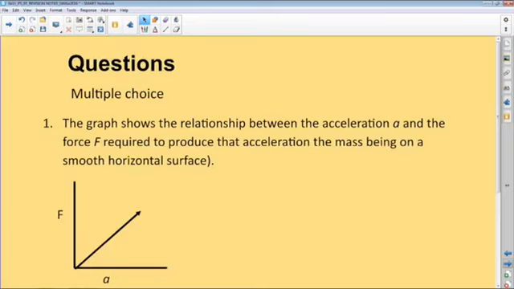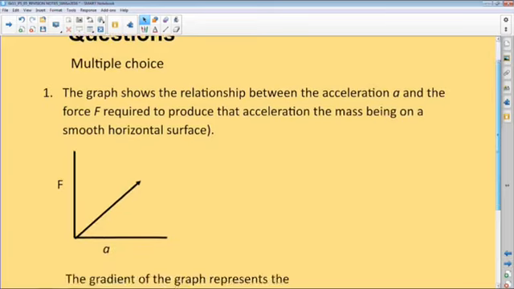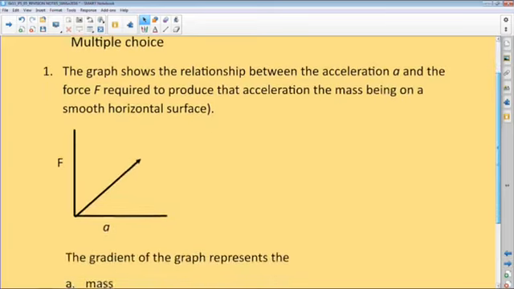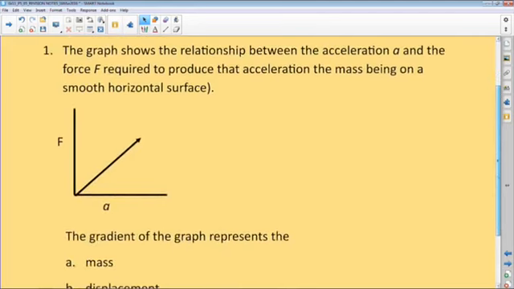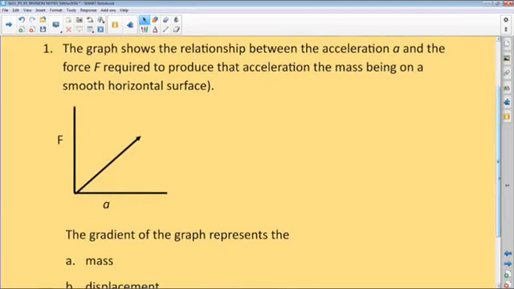We're going to start with Newton's laws and the revision of Newton's laws. So I've got, like I said, a few multiple choice questions. I'll read it for you, and then I'm going to leave you with some time to answer it. So the graph shows the relationship between the acceleration A and the force F required to produce that acceleration.